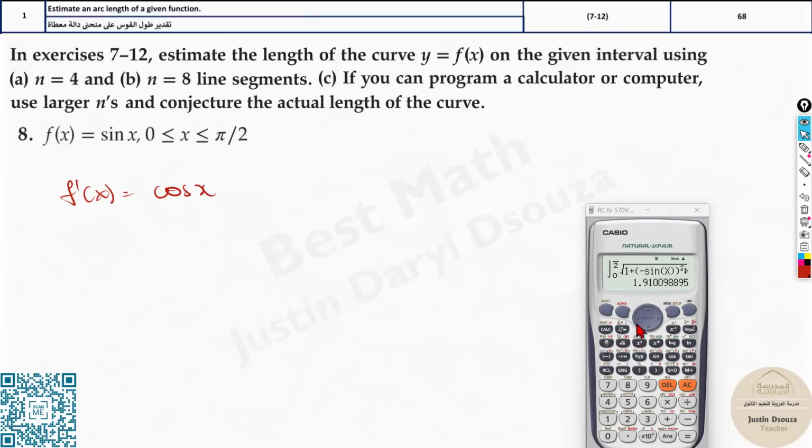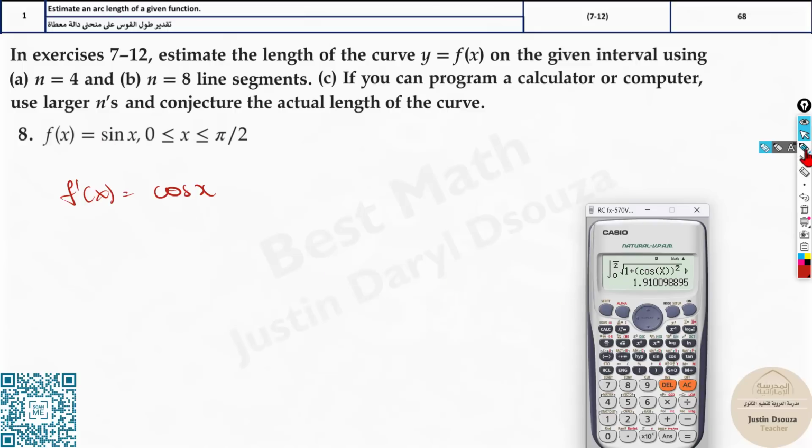Here I will just change this part because it's the same question. It's 0 to pi by 2, but only for cosine x. Now what would be the answer? Think amongst yourself. I hope you have thought and answered. The answer will be same, isn't it? The answer should be same.